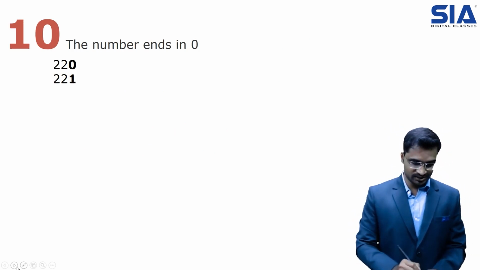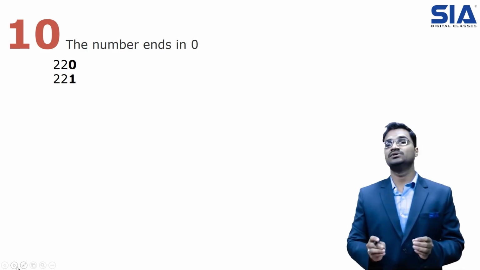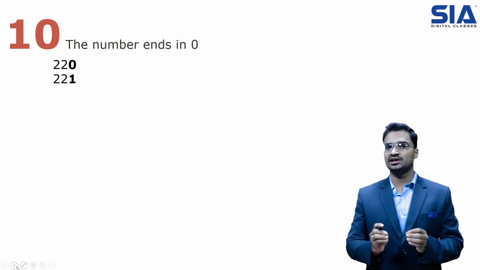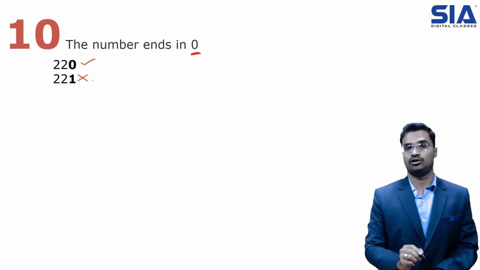Now coming to the divisibility rule of 10. The divisibility rule of 10 is very simple. A number is divisible by 10 when the last digit of that number is 0. So 220 is divisible, but 221 is not divisible.